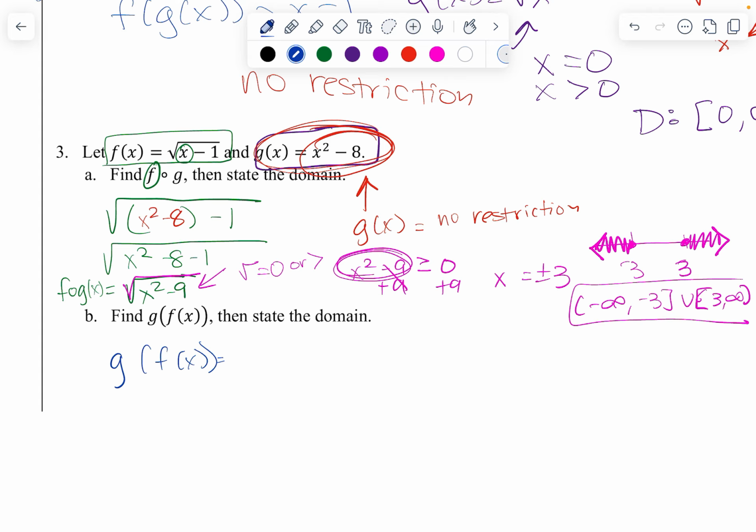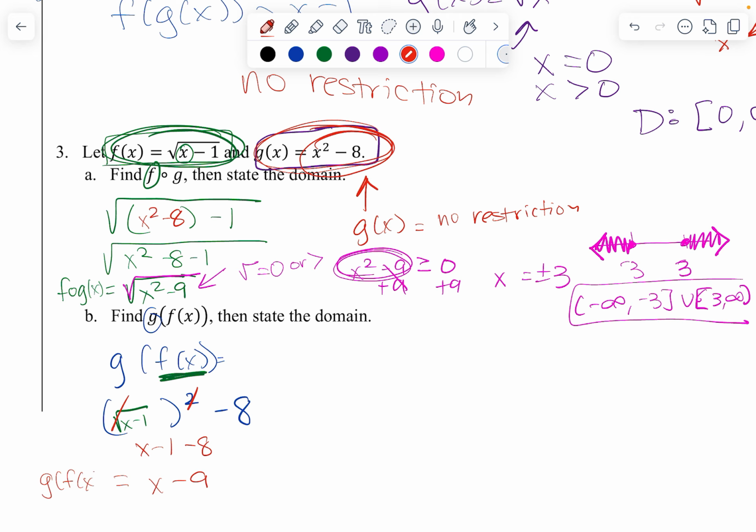So how would we find g of f of x here, and then find the domain? So again, you're going to use your outside function first, which is g, as your skeleton. So x squared minus 8. And your inside function is going to be your f of x. So that's going to be your root of x minus 1. Once we have that, we're going to simplify. I know that a square cancels that root. So this is just x minus 1 minus 8, which becomes x minus 9. So here's our g of f of x.